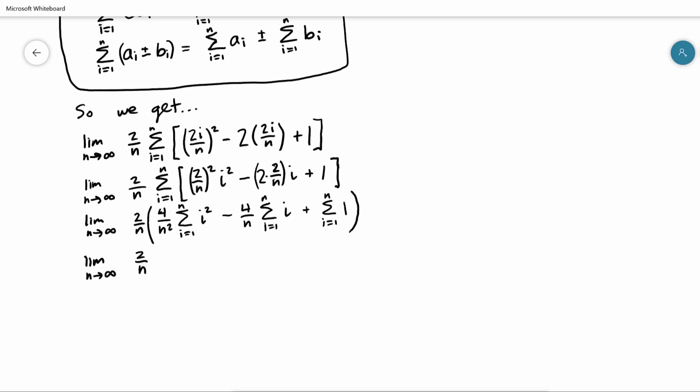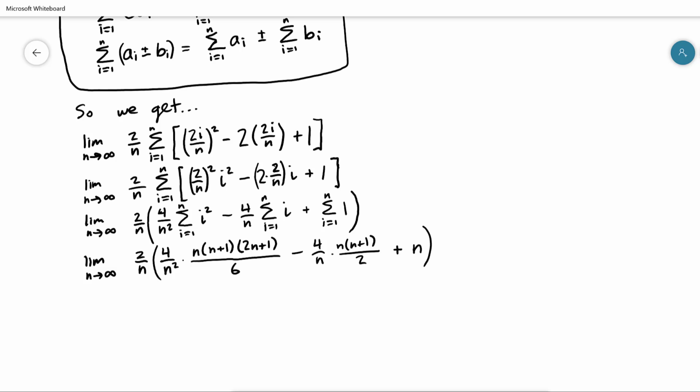We've got my 2 over n, and this first term is 4 over n squared. The sum of the i squared terms, copied from one of those rules above, is n times n plus 1 times 2n plus 1, the whole thing over 6. So there's the first piece. The next one is minus 4 over n, and the sum of i was n times n plus 1 divided by 2. And the last one, when you sum up a constant, is just n times that constant. So in this case, n times 1 is just n. So there is a giant disaster of a mess.